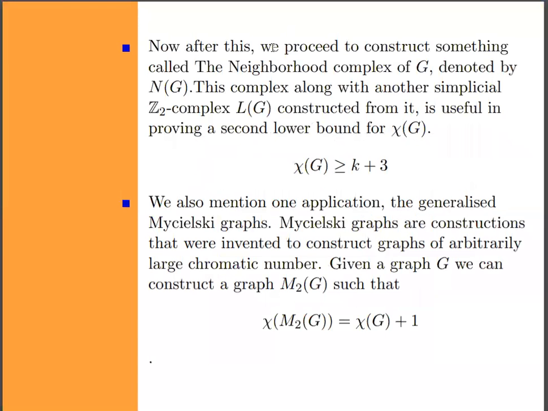Then we construct something called the neighborhood complex of G, and also some simplicial Z2 complex called L of G. And using both of these, we prove a second lower bound. Chi of G is greater than or equal to K plus 3, where K is the connectedness of N of G as a topological space. The connectedness, as we mentioned in Nurshida's presentation.